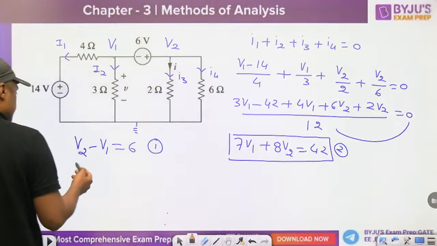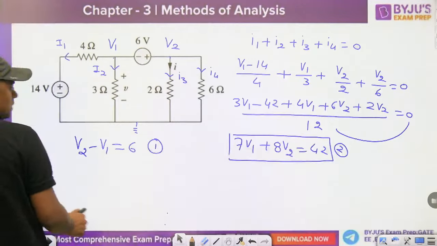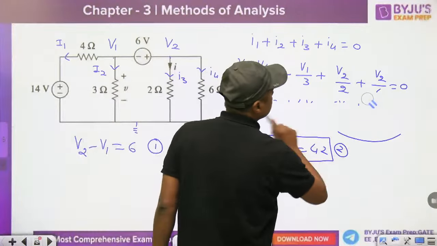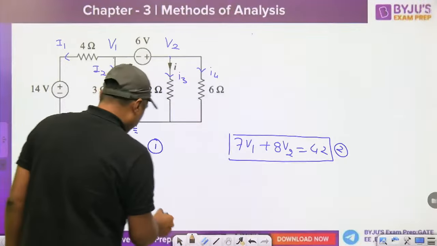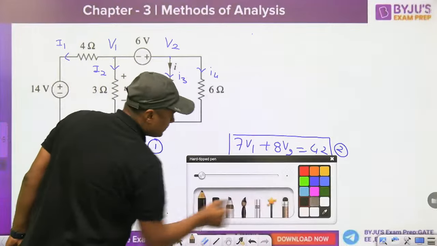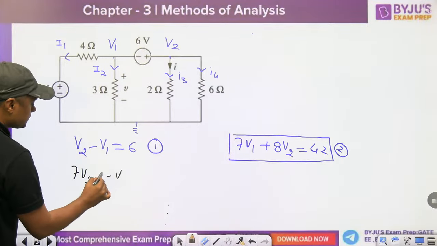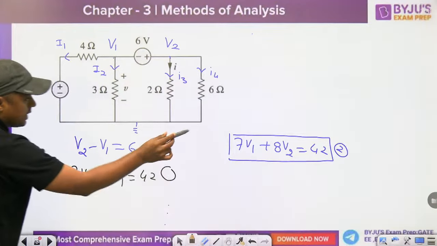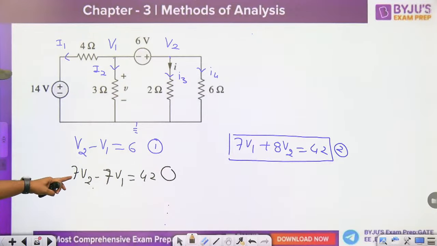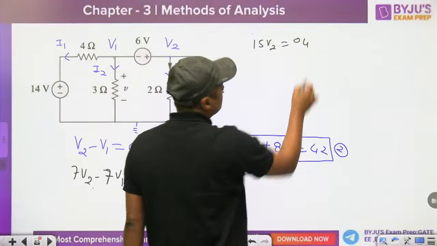Now we have the two equations. If the first equation is multiplied by 7, it will become 7V2 minus 7V1 is equal to 42. That is the third equation. Add 2 and 3. When I add 2 and 3, the 7V1 terms cancel. 8 plus 7, 15V2 is equal to 84. Are we getting the answer?